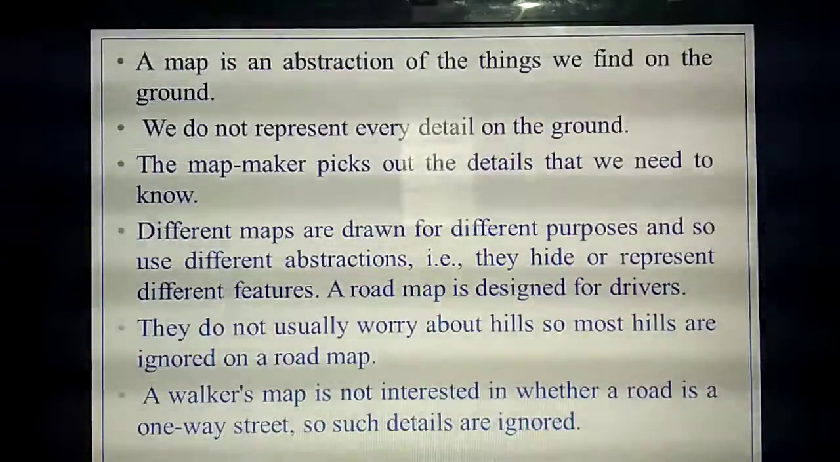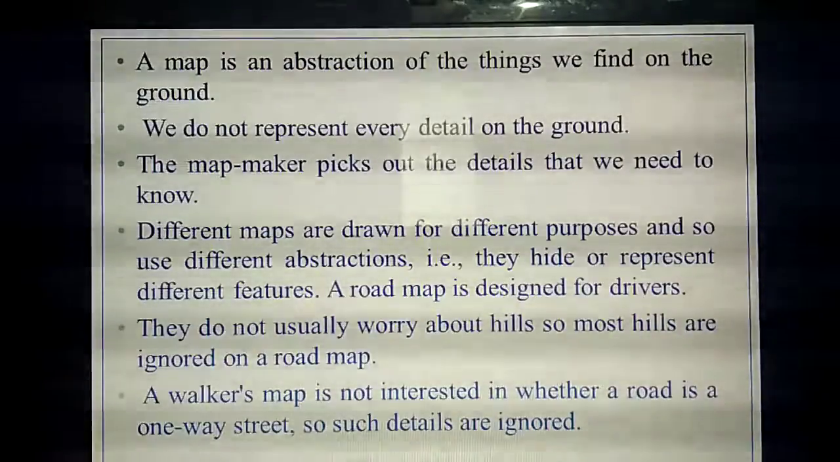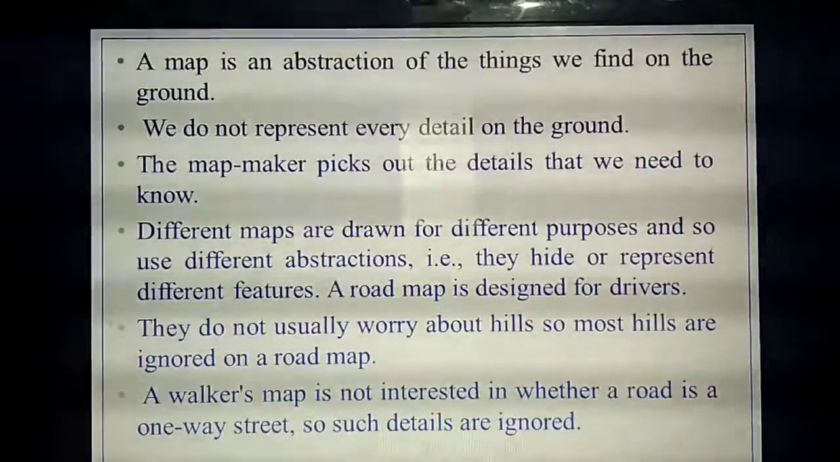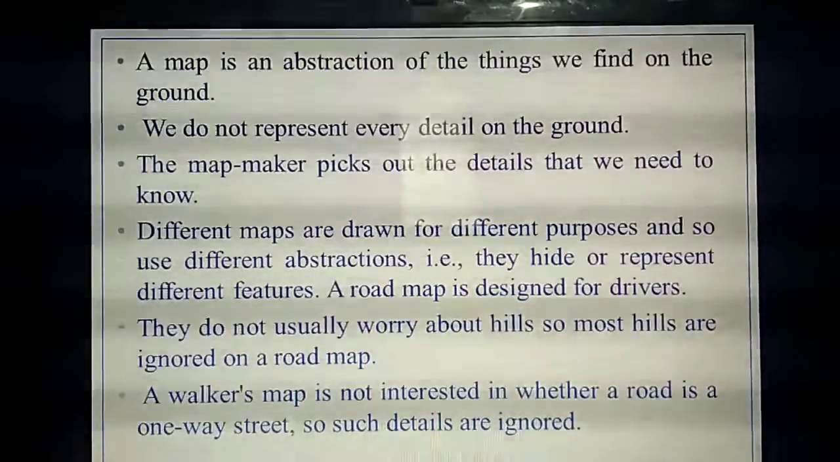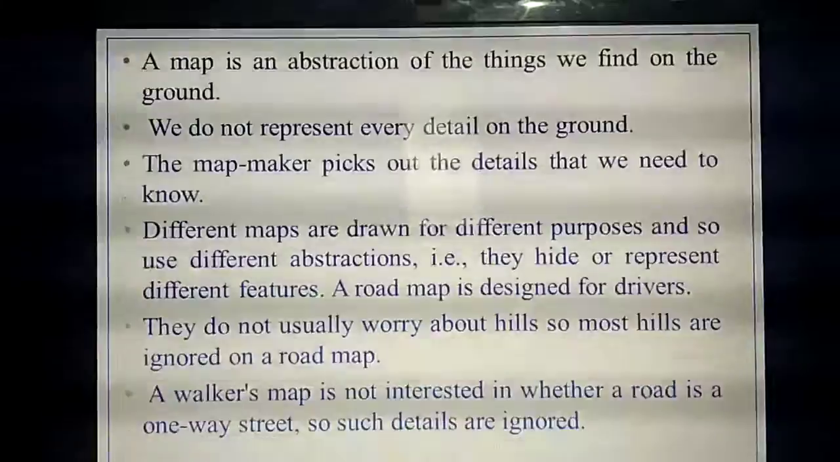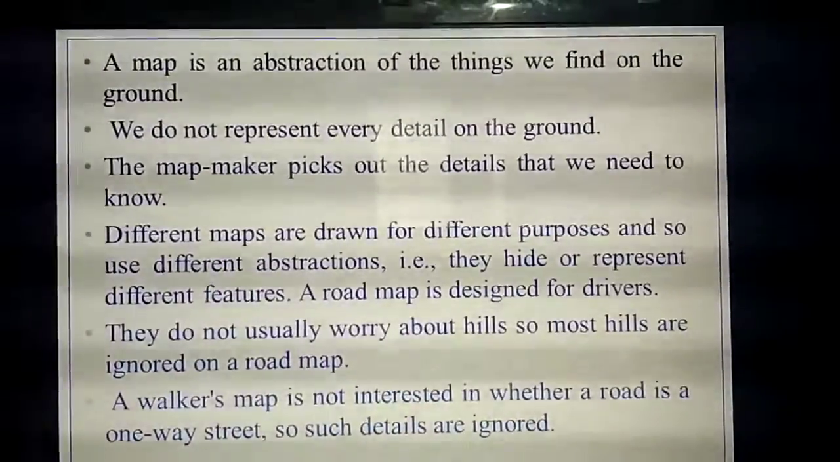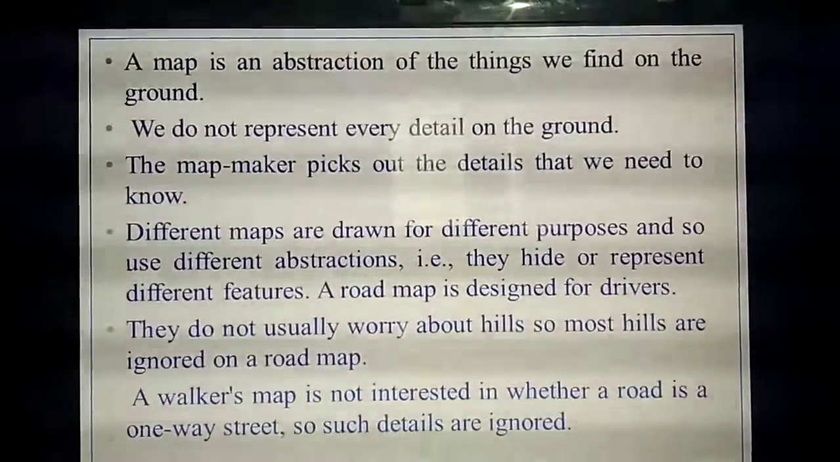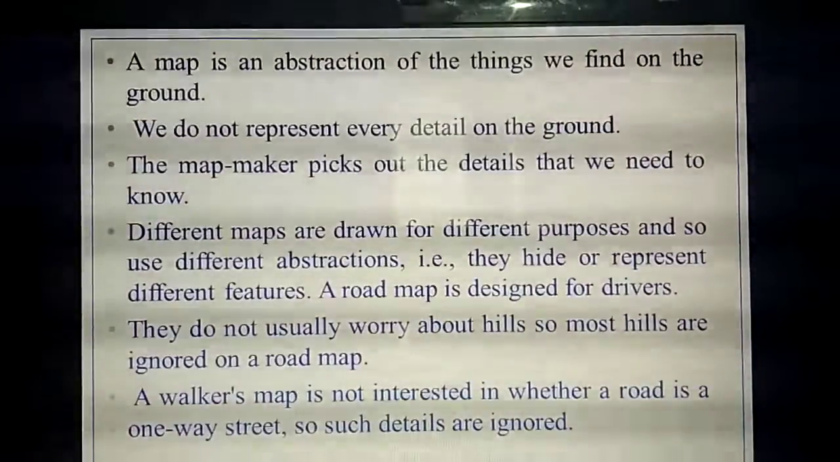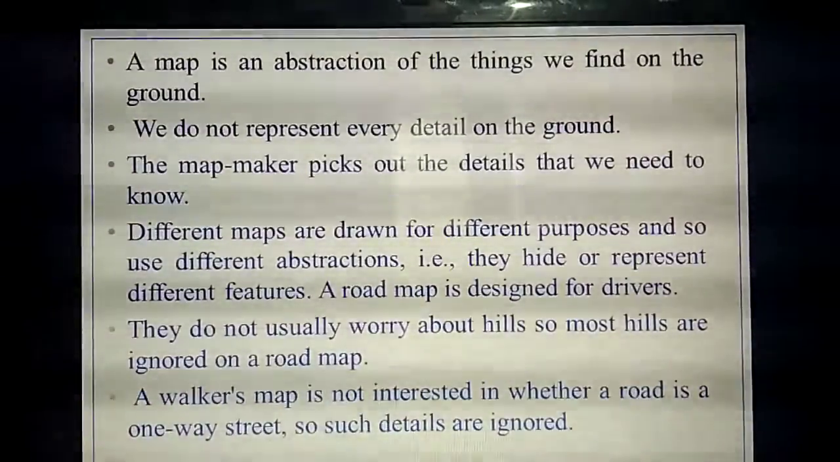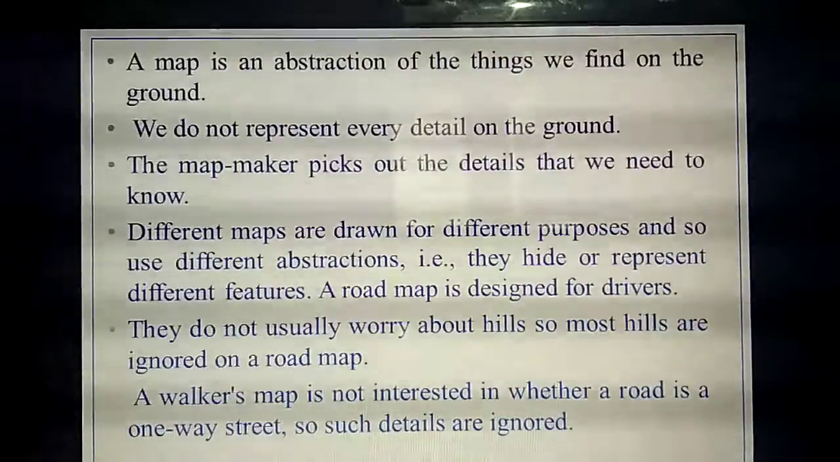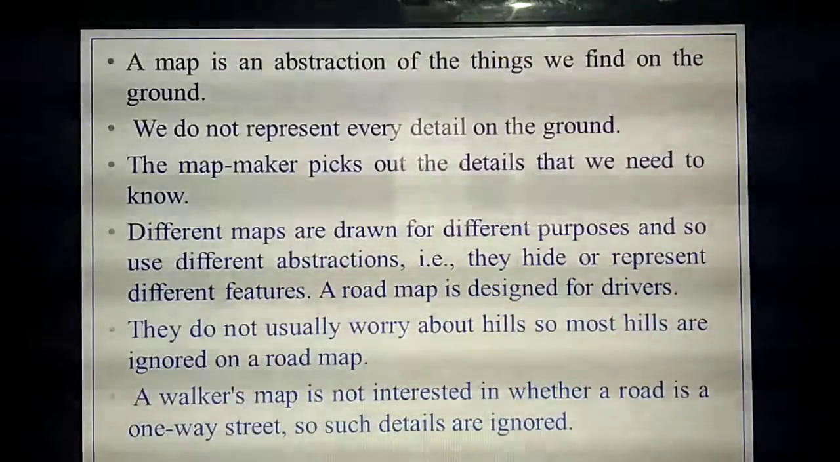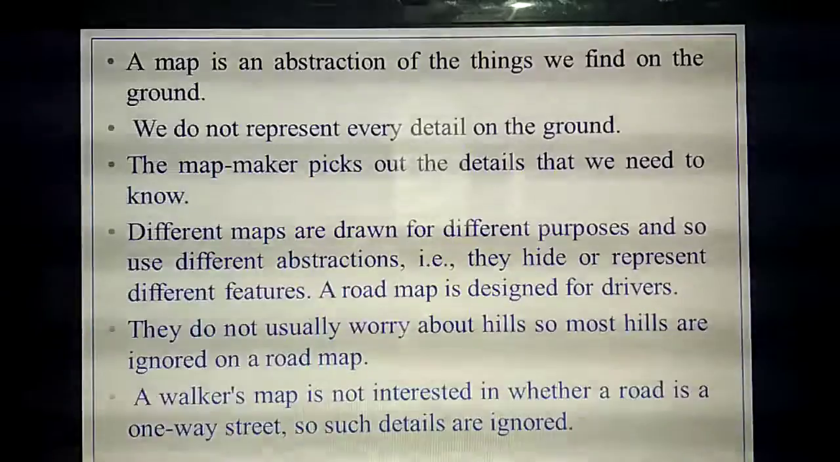For a walker in a street, if they are going to design a map for a walker, they won't bother whether the road is a one-way or two-way road. They include only the essential features they need, and unnecessary details they ignore. That is called abstraction.